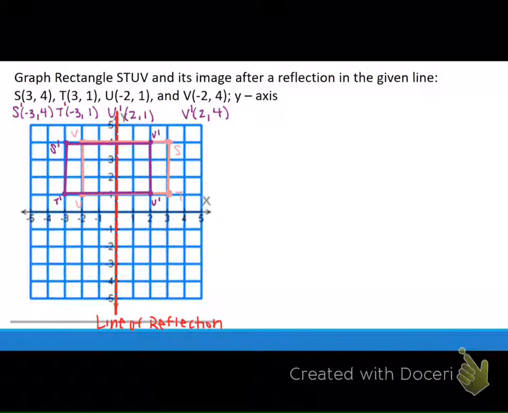Right, so the last reflection is over y equals x. So we'll look at that last. This one you're going to kind of have to remember a rule for. We'll see if we can figure it out though.